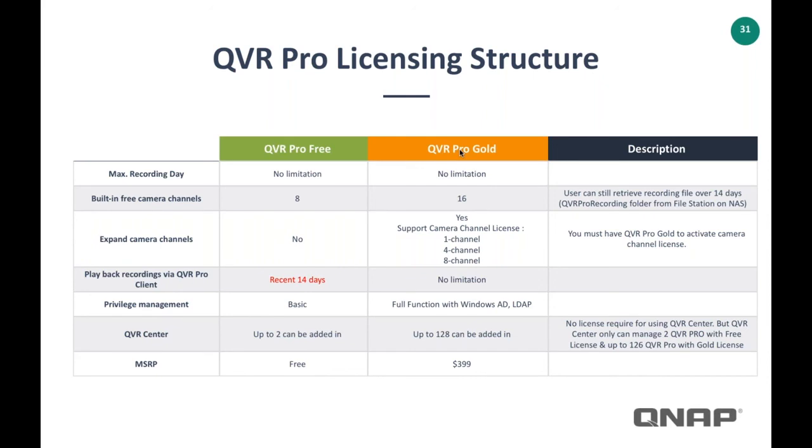So instead, for $399, you buy QVR Gold. With QVR Gold, you get 16 cameras. So if you need like 14 or 15 cameras, just buy QVR Gold, and the 16 is more than enough. With the playback, there's no 14-day limitation. And something else you get is full functionality with Windows Active Directory and LDAP. For some of our larger systems and larger companies, that might be really important. And you can add up to 128 QVR Golds into our QVR Center.